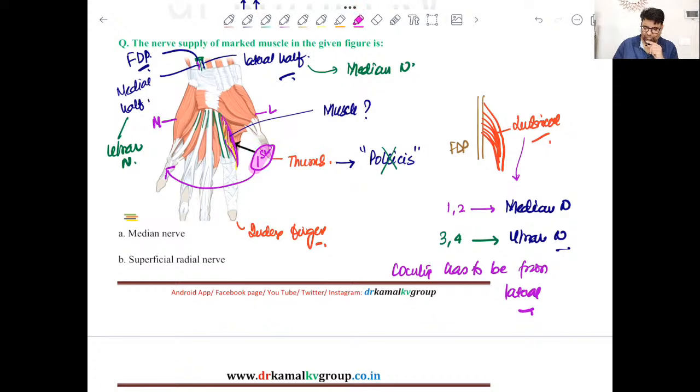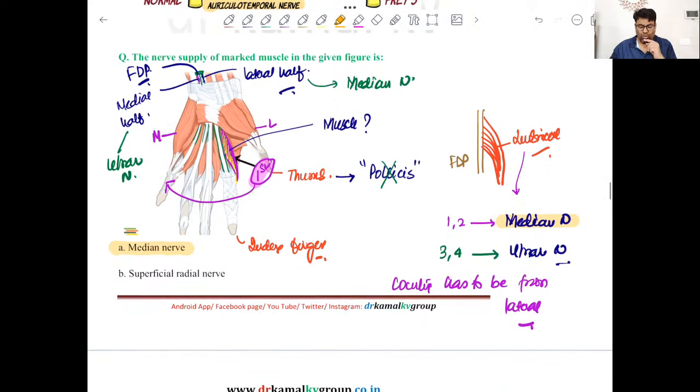So what is this? This is the 1st lumbrical, and for the 1st lumbrical, you know that the nerve supply is the median nerve. So that is how you have to correlate the concept. Even if you don't know the image, if you know this concept, I am very sure you will get your answer, right?